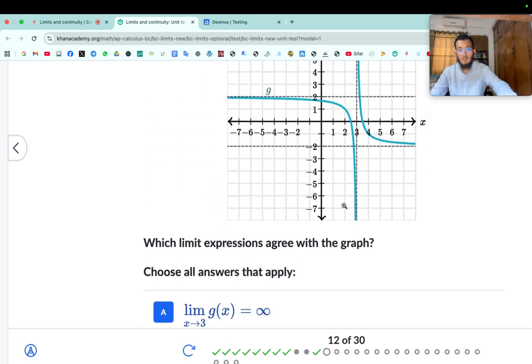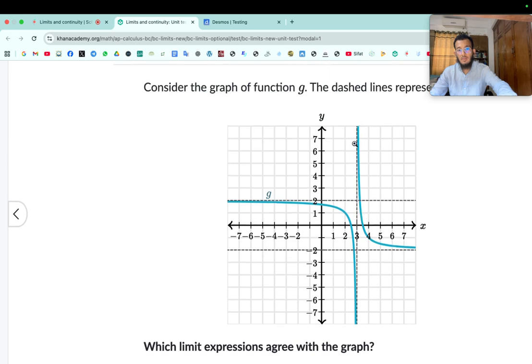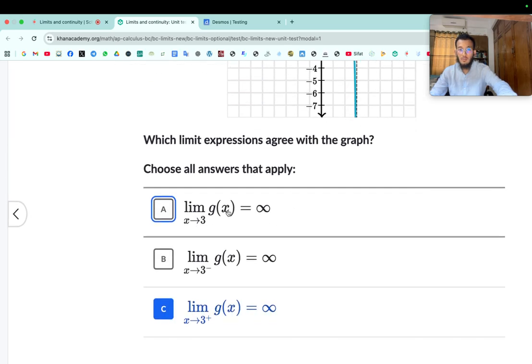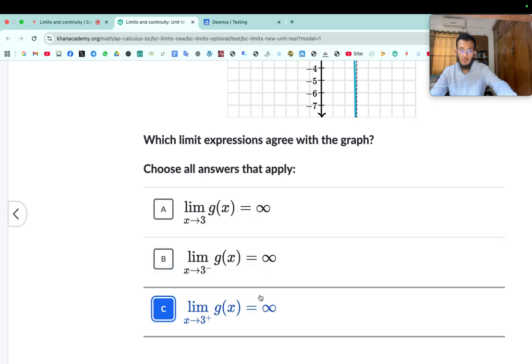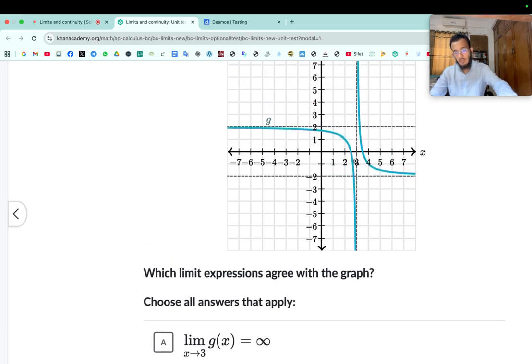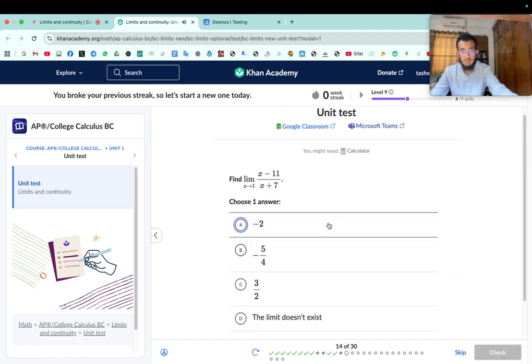This is correct because 3 from the positive side is positive infinity, and the limit at 3 would be infinity if both of those equal infinity. But from the negative side, from the left side, as you can see, it is negative infinity, so only C is correct.